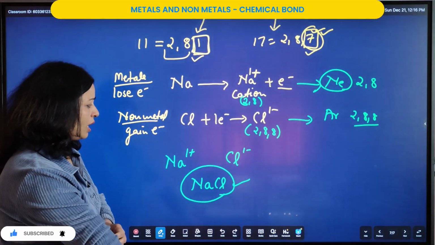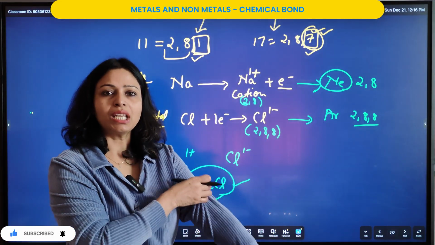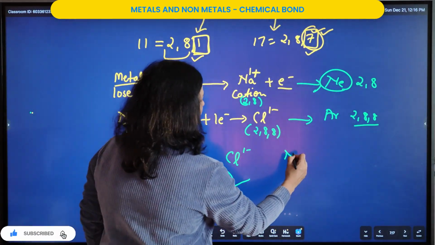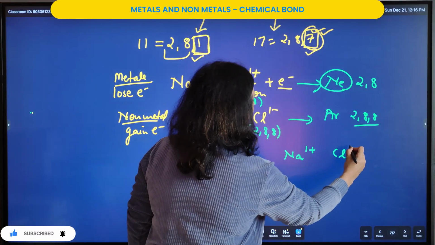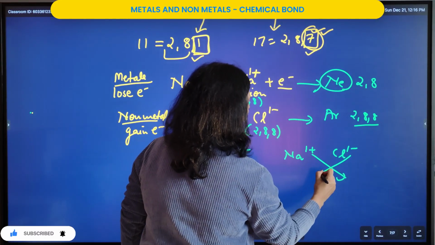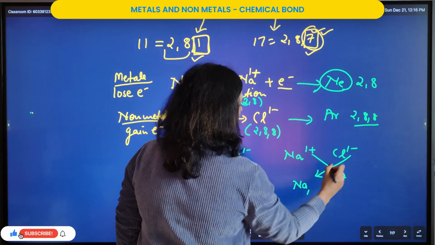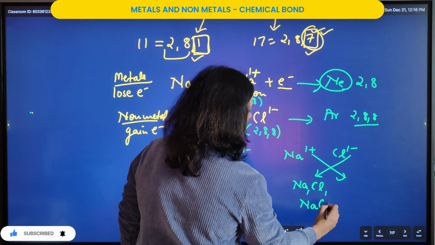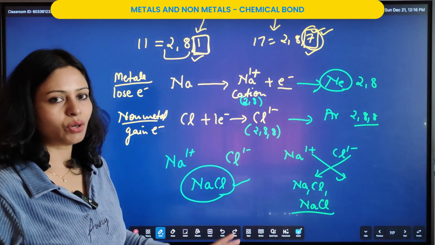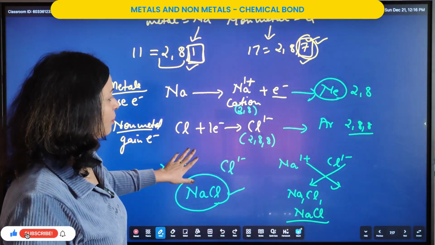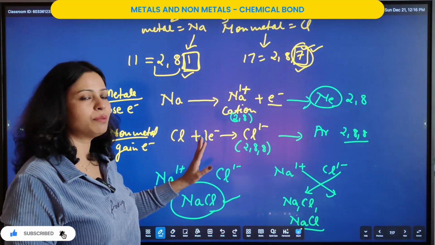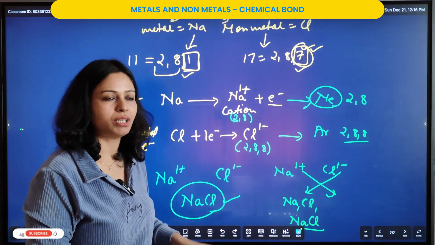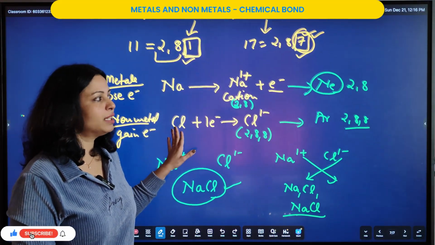Okay, so the criss-cross method of writing the formula you must have learned in grade 9 also. So you used to write criss-cross: Na gets 1 and Cl gets 1, so the formula is NaCl. Last year you studied the criss-cross method of writing formulas. But actually, the bond formation takes place by loss of electrons by the metals and gain of electrons by the non-metals. Okay, this is how chemical bonding takes place.